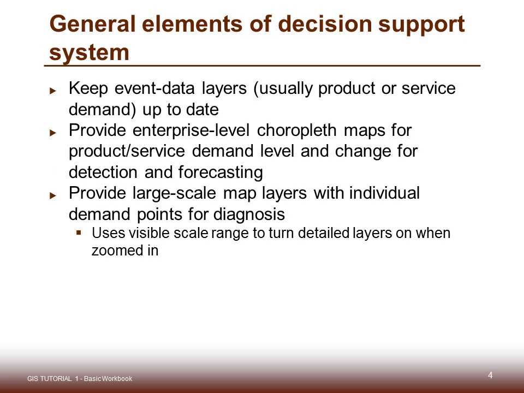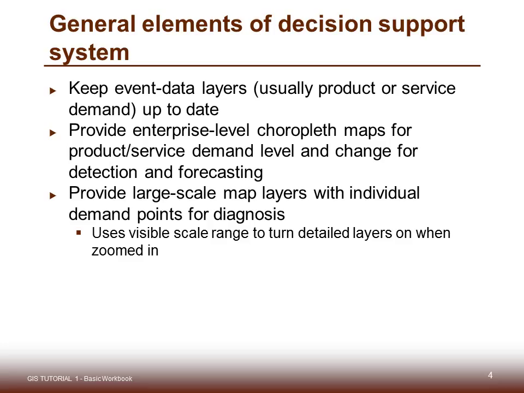General elements of a decision support system mean that you need to keep the event data layers, usually the product or service demand, up to date. So in other words, the user needs up-to-date data that makes sense for the particular topic at hand. Provide enterprise-level choropleth maps for product and service demand level and change for detection and forecasting. So what this means is getting a product out into a mobile environment where a user can have access to it and use it to make decisions. It can also be done through desktop ArcGIS as well.